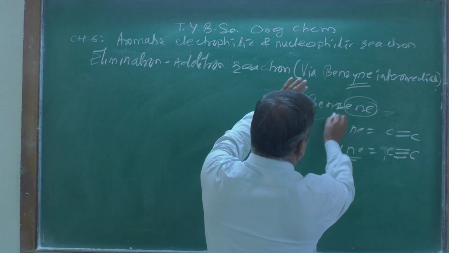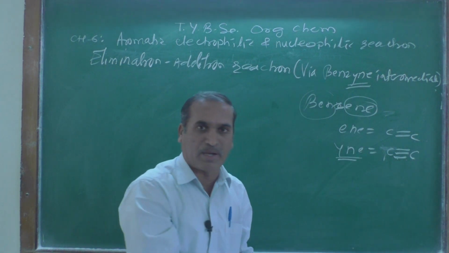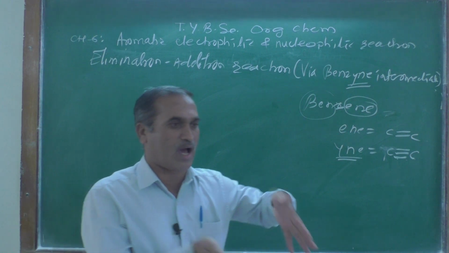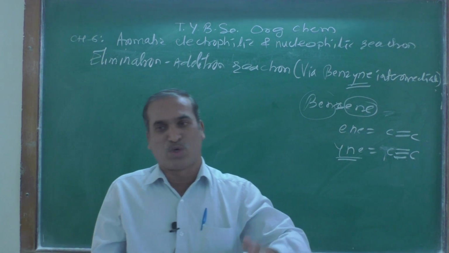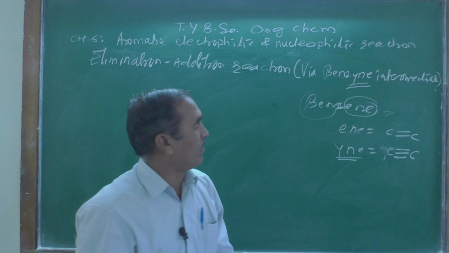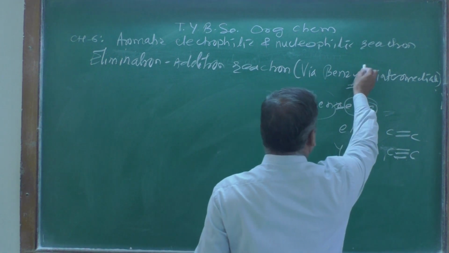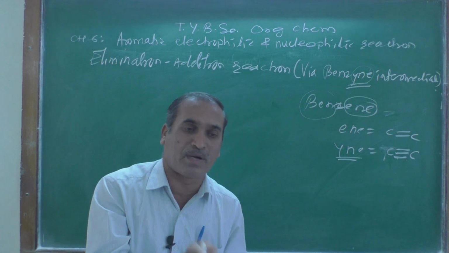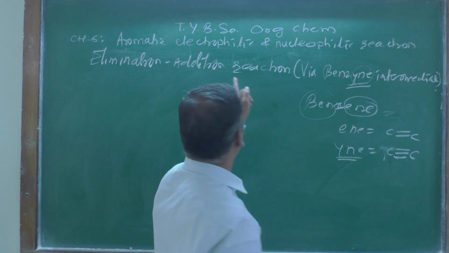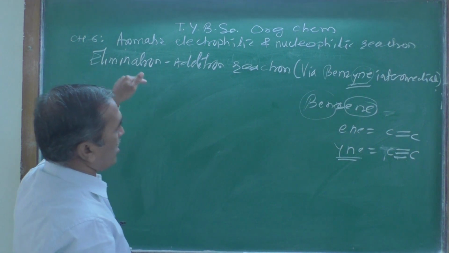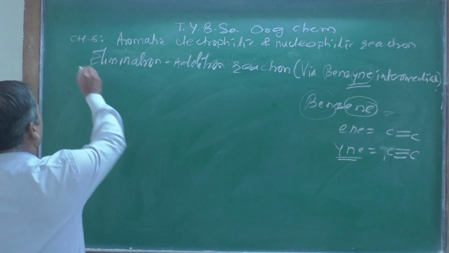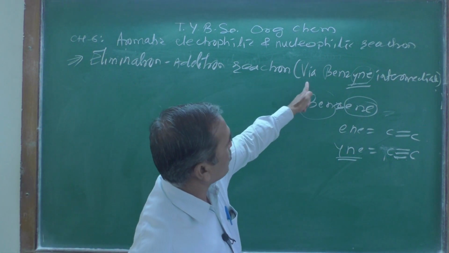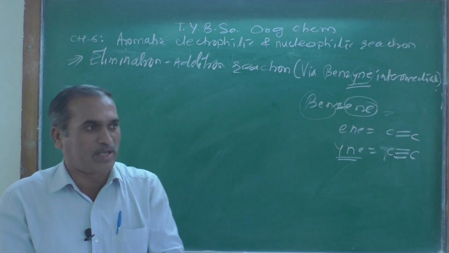As we know benzene, E-N-E means carbon-carbon double bond. There are alternating carbon-carbon double bonds and single bonds in benzene. We know how it is stable. Now the last suffix Y-N-E indicates that a carbon-carbon triple bond is present, and that's why this reaction is very important from the exam point of view. Elimination addition reaction means via benzyne intermediate.